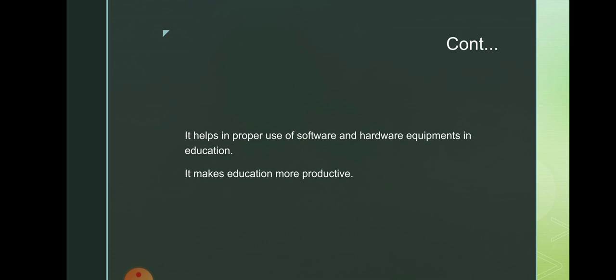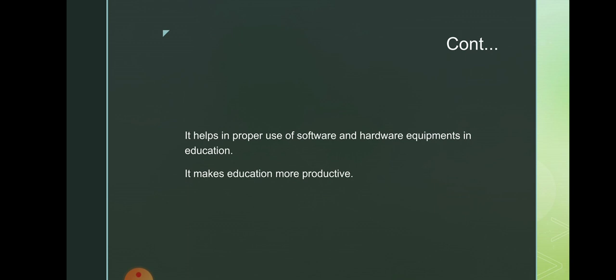After that, it helps in proper use of software and hardware equipment in education. There are different types of software and hardware that we can use in an educational institution. The software may be a presentation, like the PowerPoint presentation that I am showing you. After that, TV programming, or television programs, and computer programs are all software. They come under software, which we can't touch.